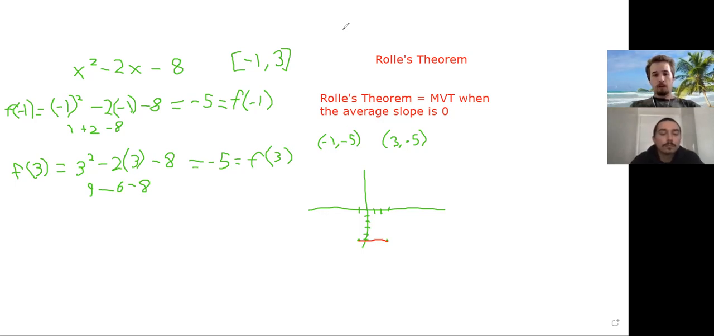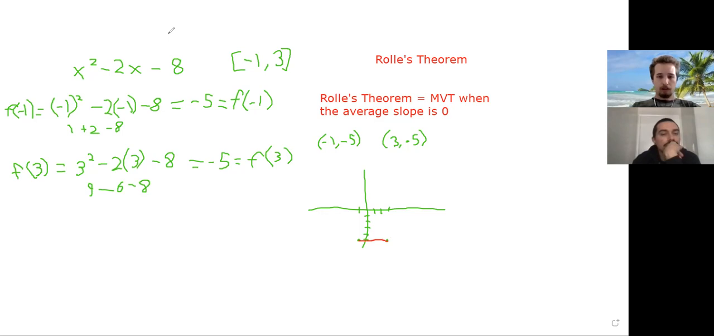Okay. So the whole thing of what MVT is, basically we're trying to find the average slope between the two endpoints, which we just did. We found out, because it's Rolle's theorem, the average slope happens to be 0 in this case. And so we need to find where on this graph the slope is equal to the average slope. In order to do that, we have to find the equation of slopes for f of x.